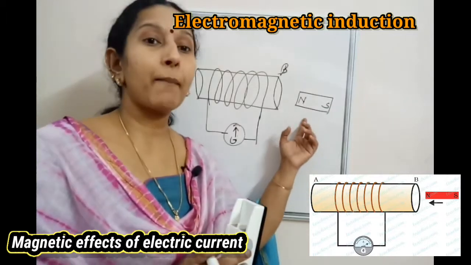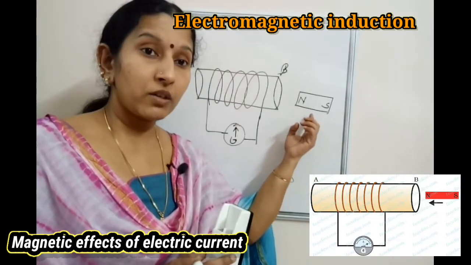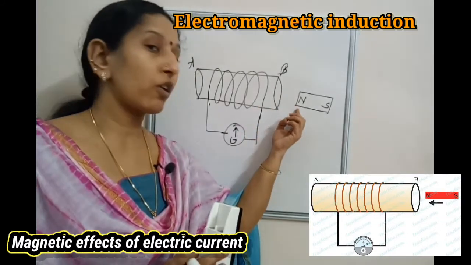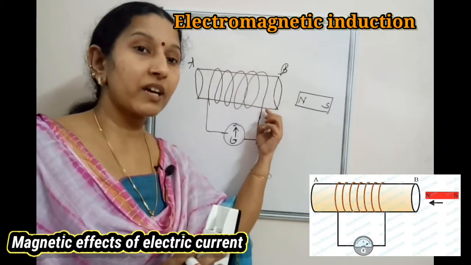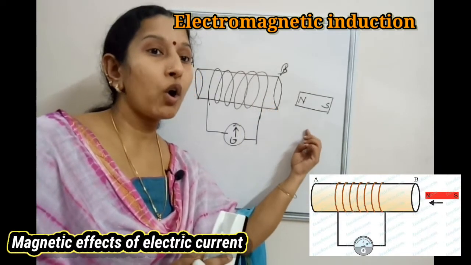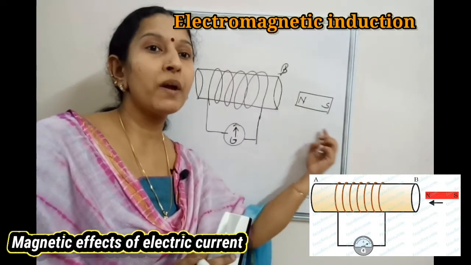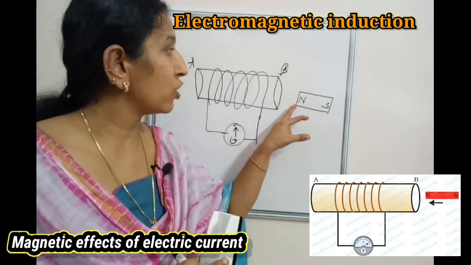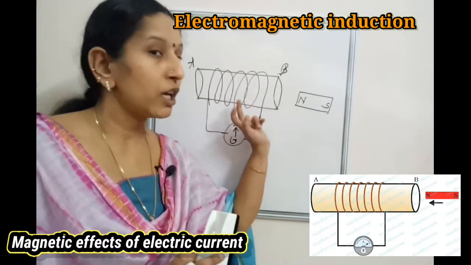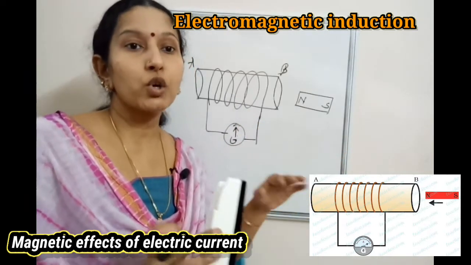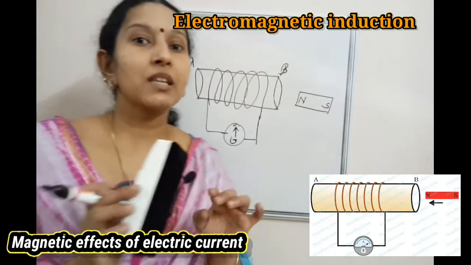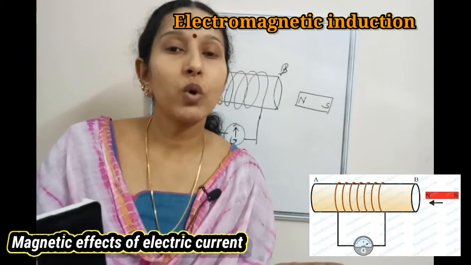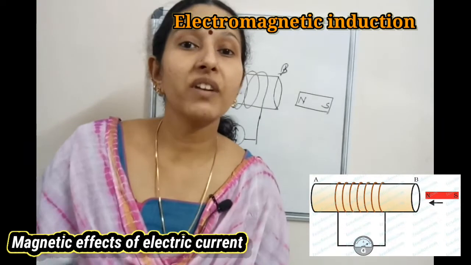Okay, so what happened here really? What is our first step? Show the north pole of the magnet towards the coil, and after that withdraw. So withdrawing and moving towards, you can see the movement of the magnet. So actually we are moving the magnet. In the first case, showing the north pole towards the end B, and after that withdrawing the north pole away from the coil. So towards and away, these are the movements. So we are moving the magnet at that time. When we are moving the magnet, what happens? There is generation of current.